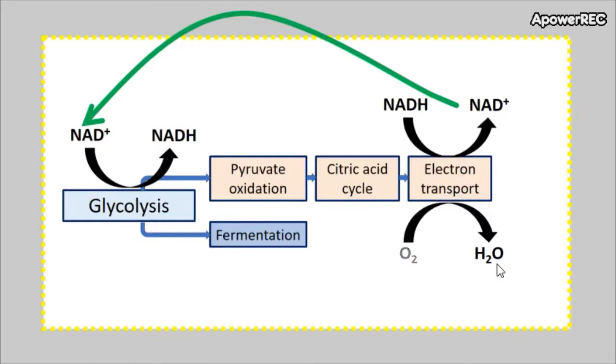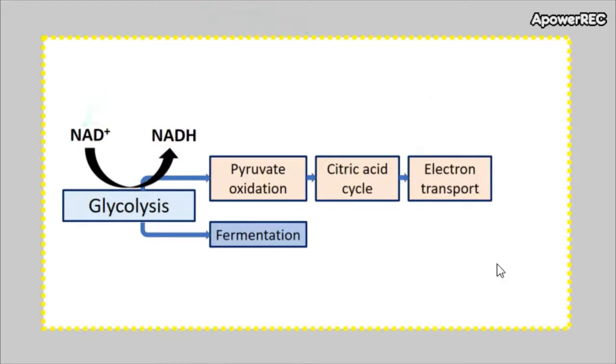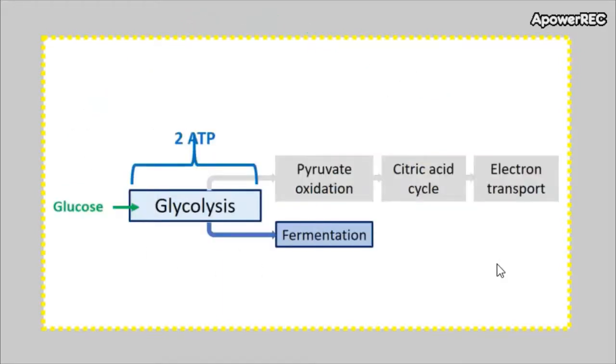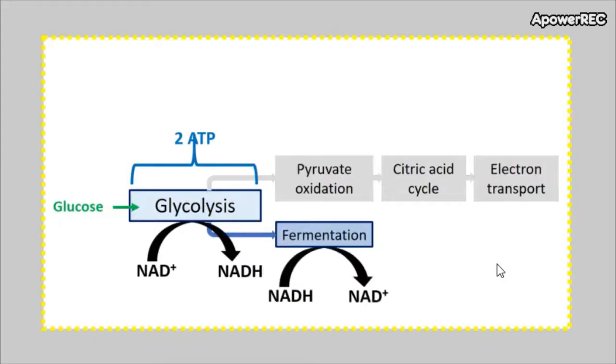In fermentation, after glycolysis, fermentation is used in the absence of oxygen. Basically in glycolysis, we produce 2 ATP, but we also produce NADH. And what fermentation does is it regenerates our NAD plus so that we can reuse it in order to generate more ATP in glycolysis. So the terminal electron acceptor in fermentation is some sort of organic molecule rather than oxygen.